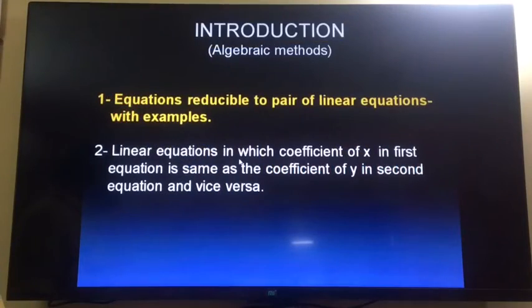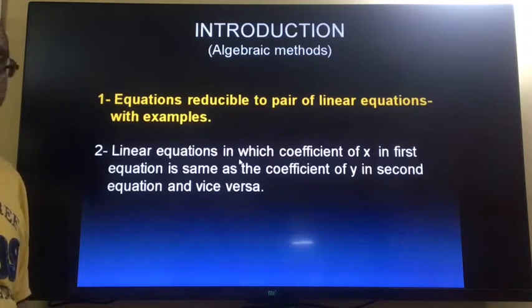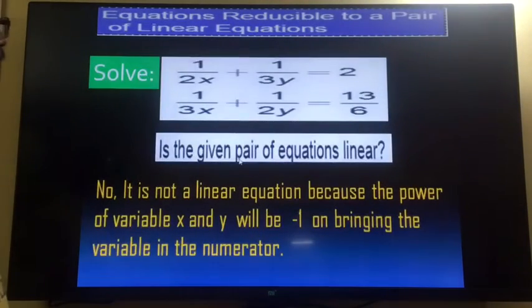So dear children, in today's video you will learn about these two points. Number 1, equations reducible to a pair of linear equations, with an example. And second, linear equations in which the coefficient of x in the first equation is the same as the coefficient of y in the second equation, and vice versa. So these are the two topics I will discuss in today's video. Let us see them one by one.